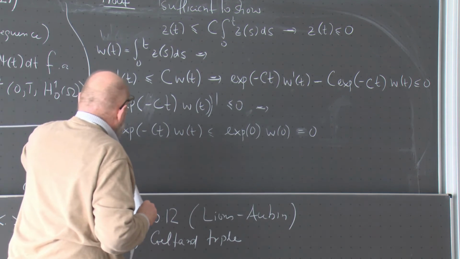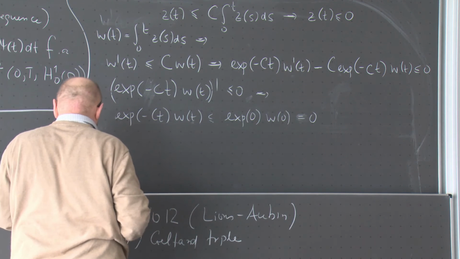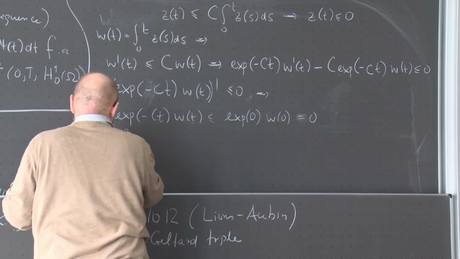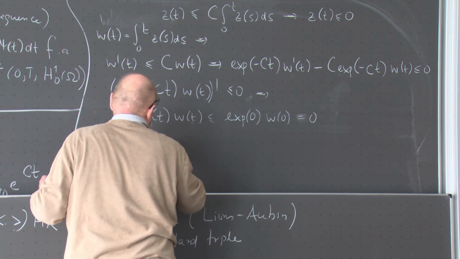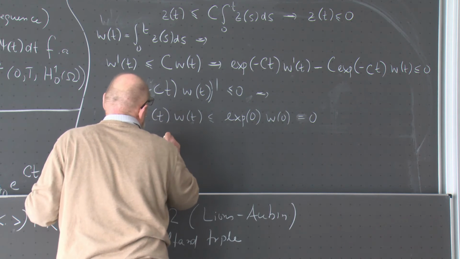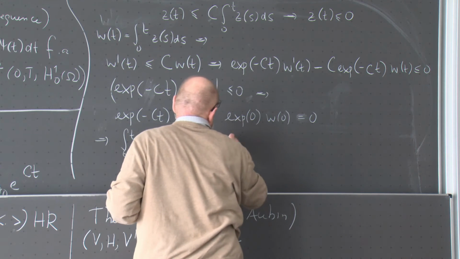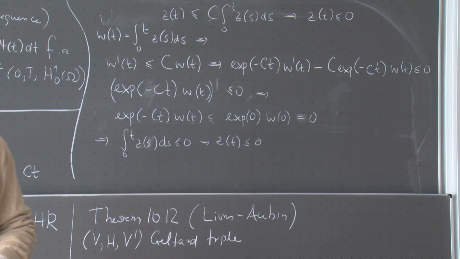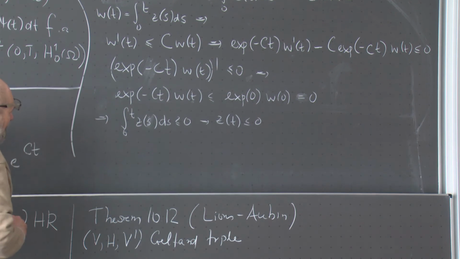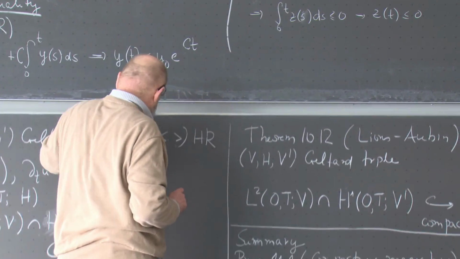So okay, and then I'm basically done. That means that w of t is negative. So now I rewrite what this is: z of t is negative, non-positive, okay. And all the general forms can be reduced to such reasonings.